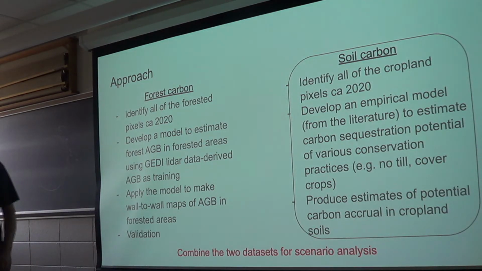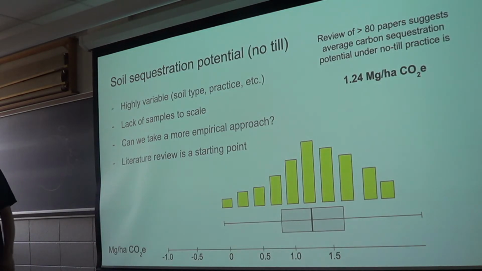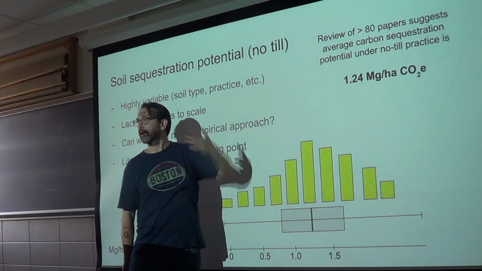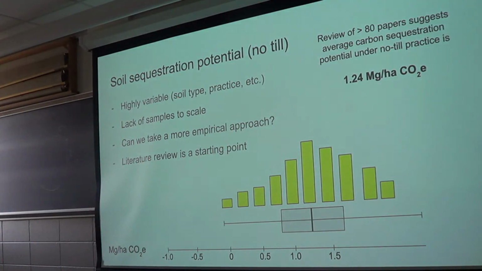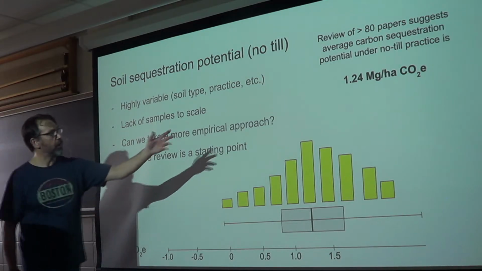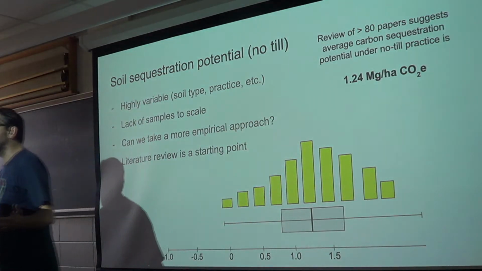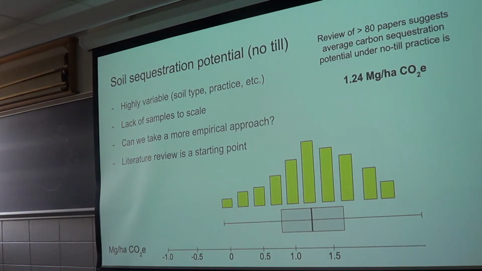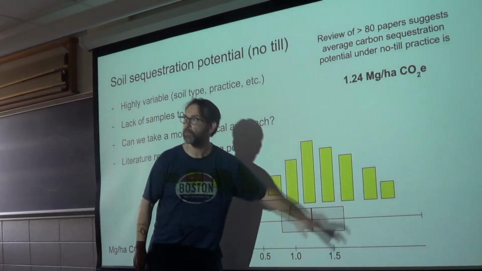On the soil side, as I said earlier, we're taking more of an empirical approach. We've reviewed over 80 papers, and what we found is that if you focus only on no-till practice, and we're only focused on two practices, no-till and cover crops, two regenerative practices that have been proposed and shown to be effective, you're seeing about 1.24 to 1.25 tons per hectare carbon equivalent gained on an annual basis. That's the number right there, and there is some distribution around that.